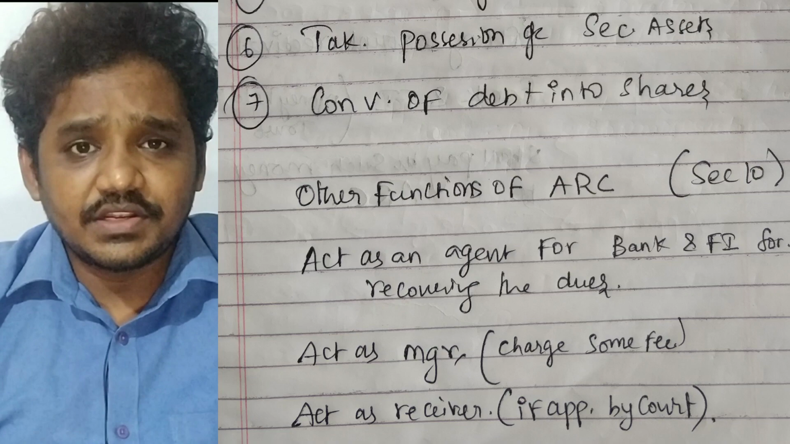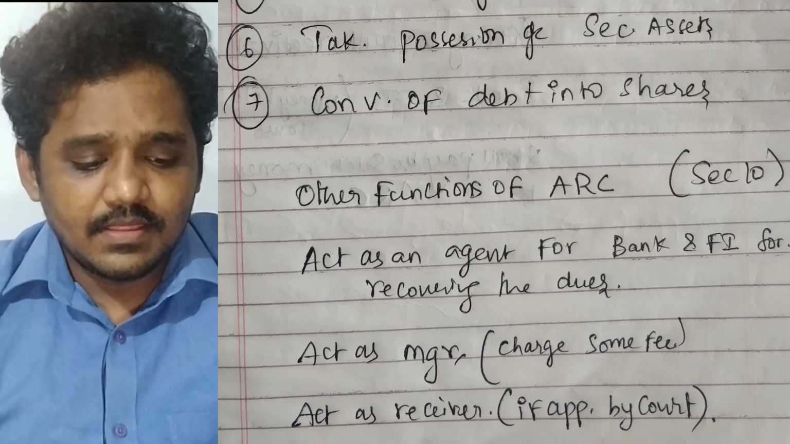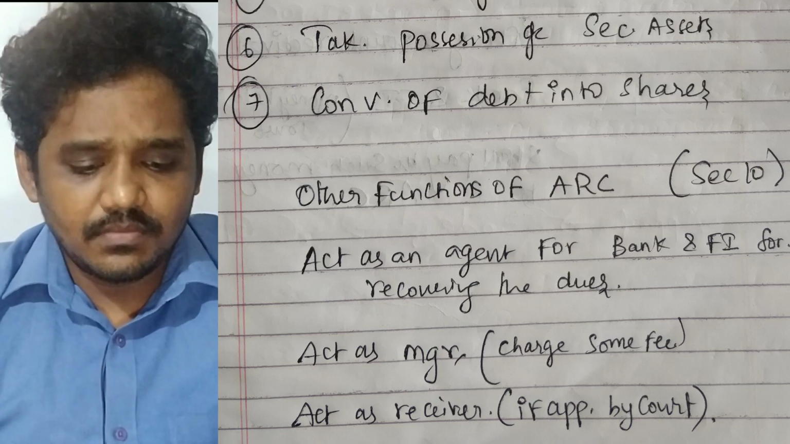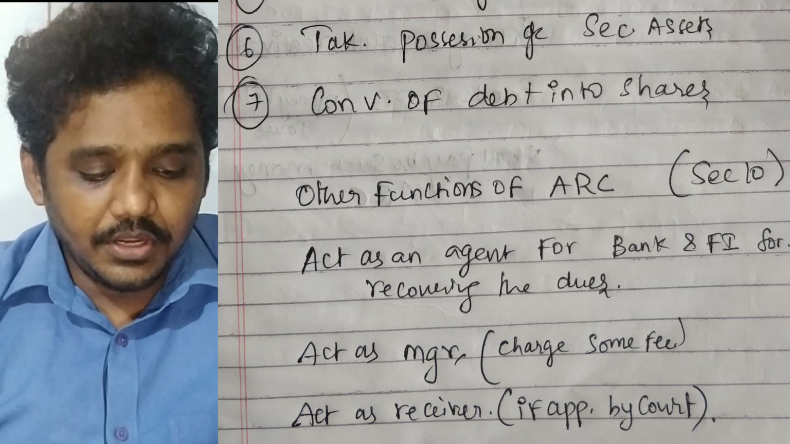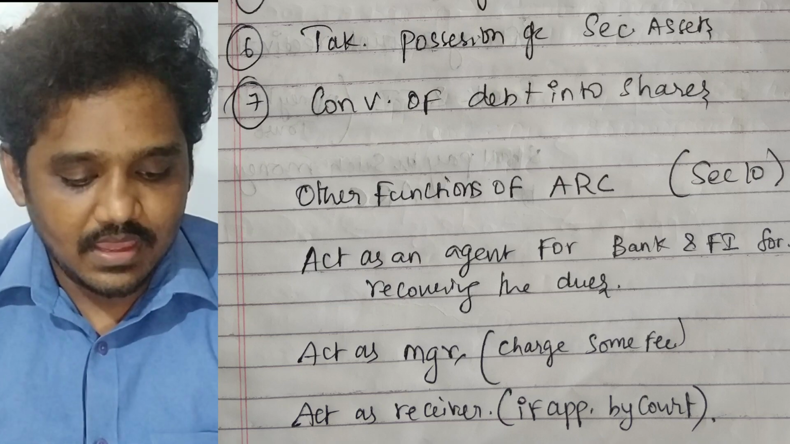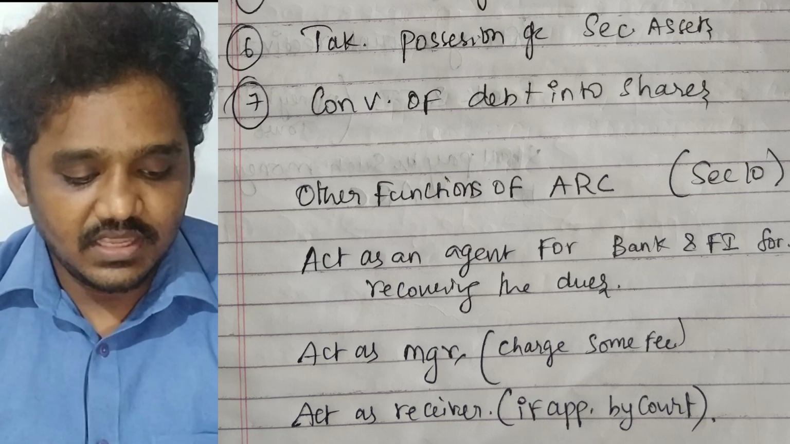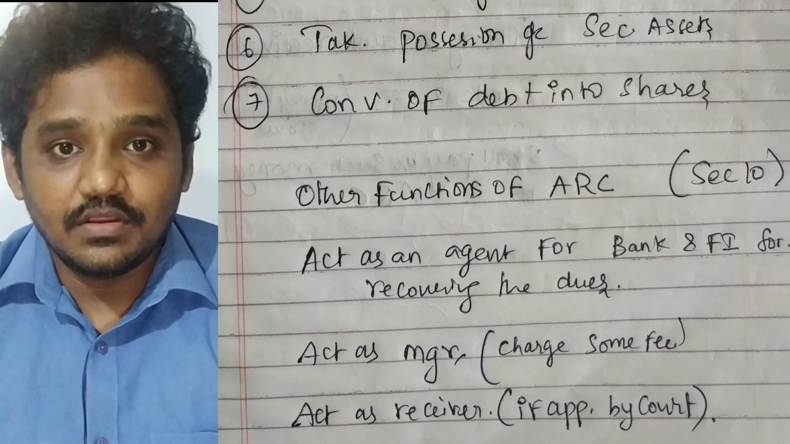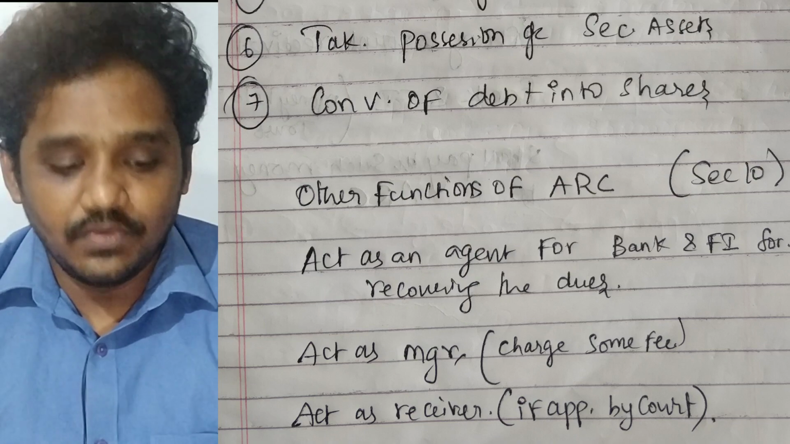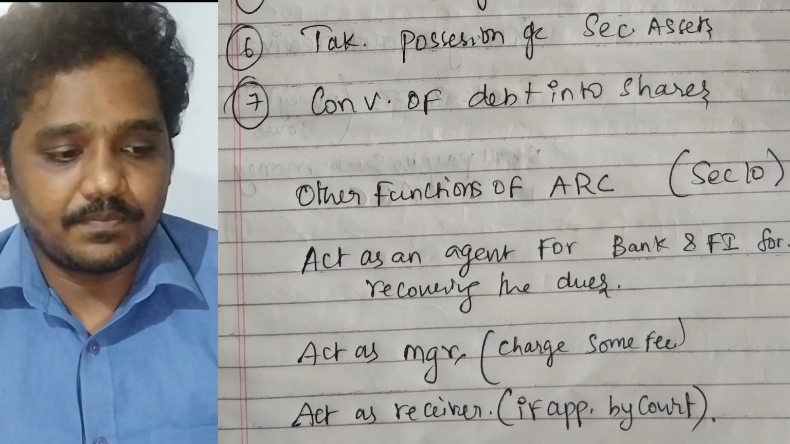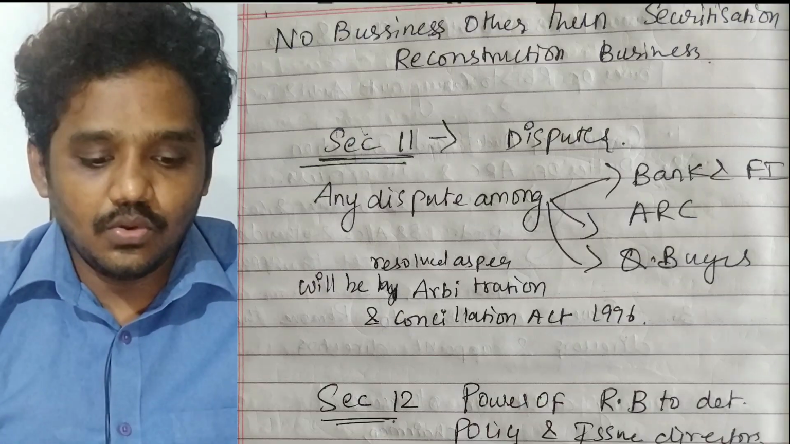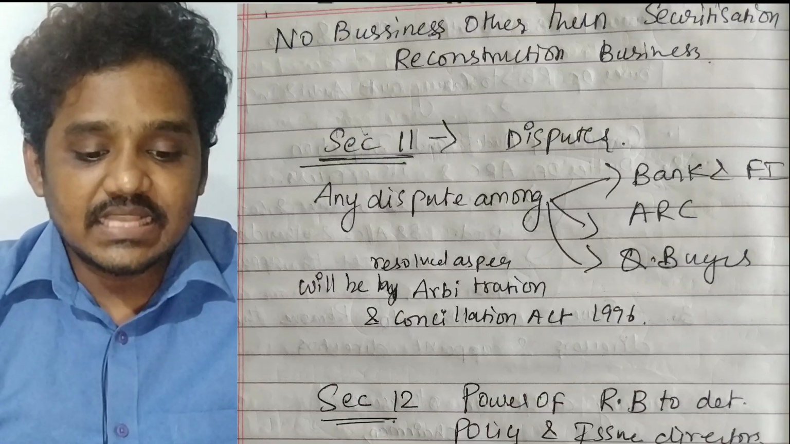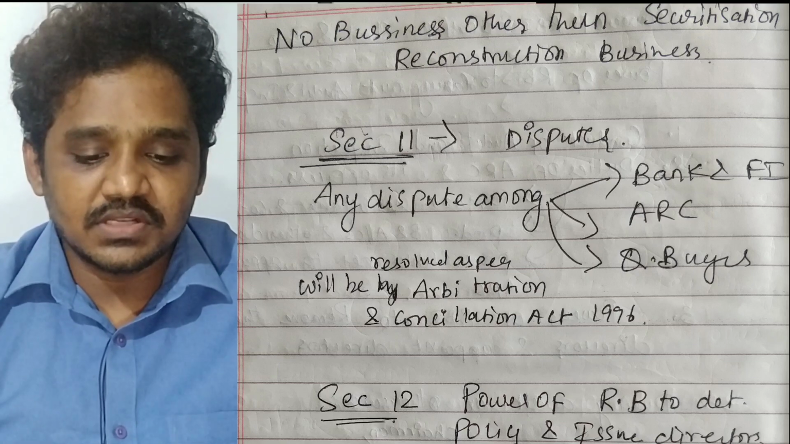Other functions of asset reconstruction company: they act as an agent for banks and financial institutions for recovering the dues. They act as manager, and for that they charge some fees, and then they act as a receiver. In this case, the court will appoint them. Okay. So the asset reconstruction company should not do any business other than securitization and reconstruction business.